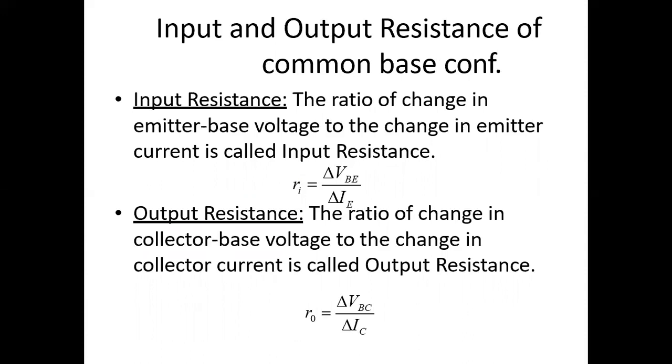Input and output resistance of common base configuration. The ratio of the emitter base voltage to the change of the emitter current is called input resistance, and the ratio of the change of the base collector voltage to the change of the collector current is called output resistance.